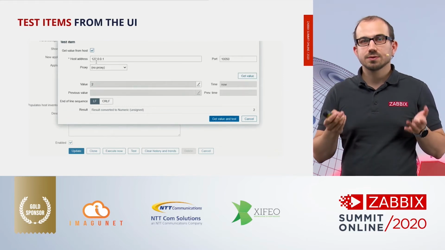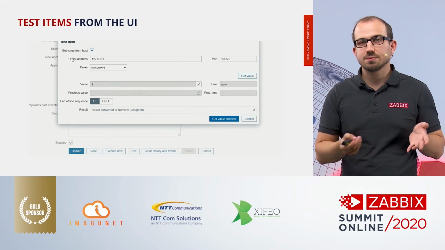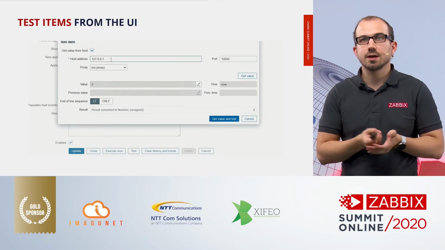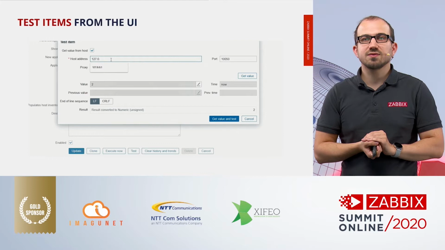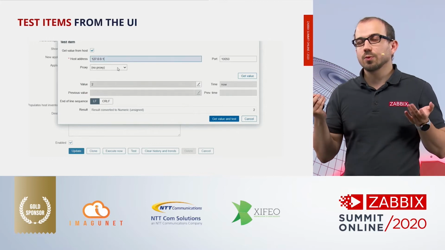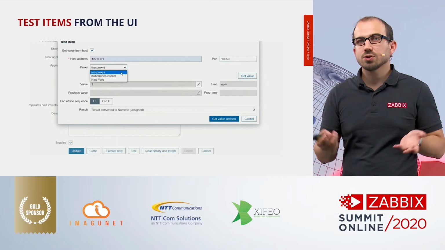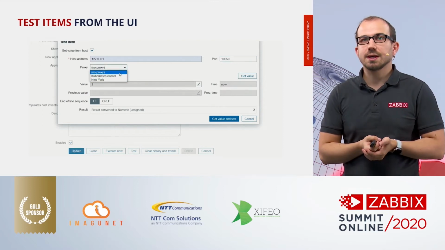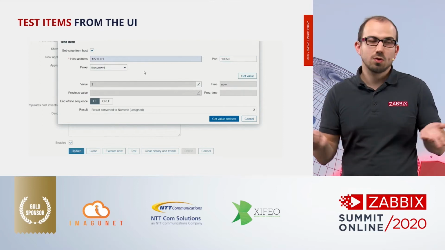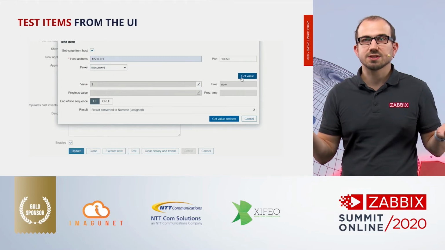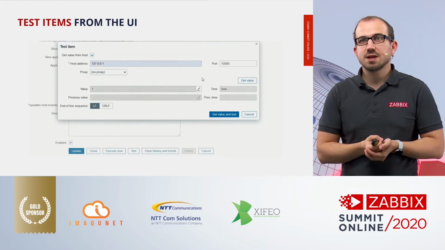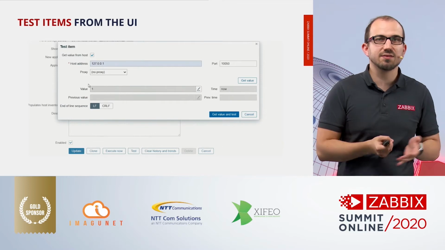But not always do we want to test the pre-processing right here. Most of the time we want to test the actual host and if it's reachable. So we can define the host address. We can, of course, define also the port. Select a proxy from the list of proxies that we currently have in our Zabbix. Or again, not select a proxy if this is a host reachable by Zabbix, and click on get value to actually get the value.